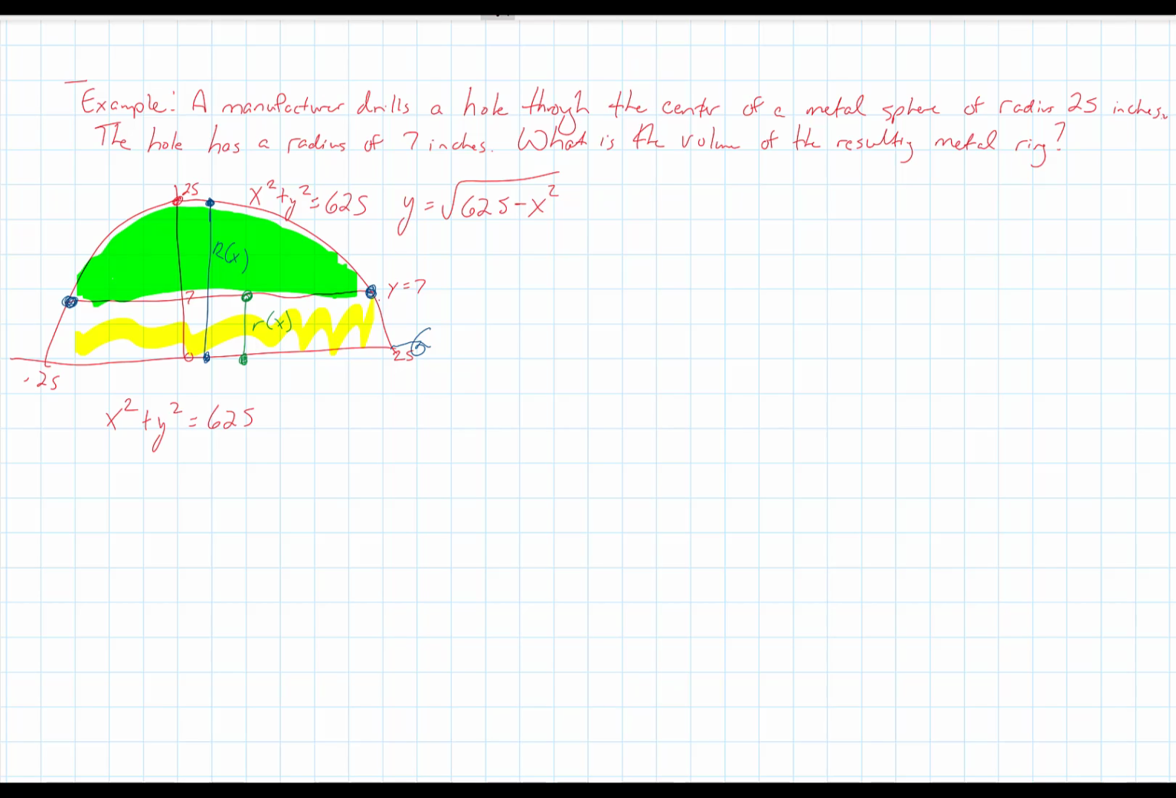But an easier way to do that is, since we know y is 7, let's just plug into the x squared plus y squared equals 625. So x squared plus 7 squared equals 625. x squared plus 49 equals 625. x squared equals 576. So then x equals plus or minus 24. So we know these intersect at (24, 7) and (-24, 7).